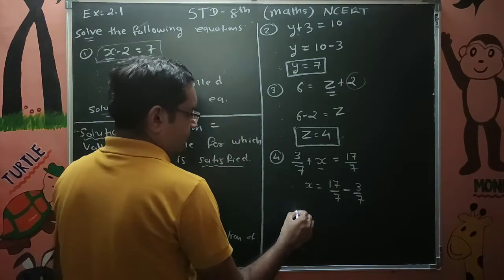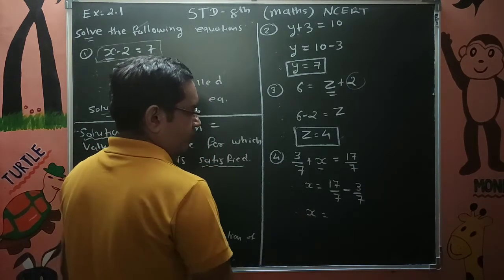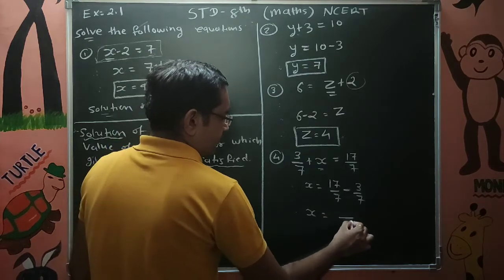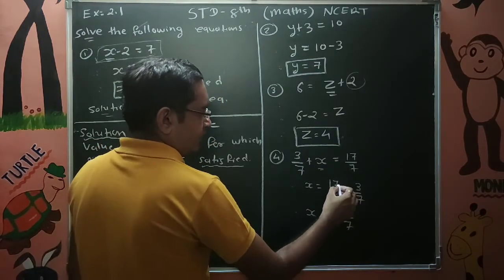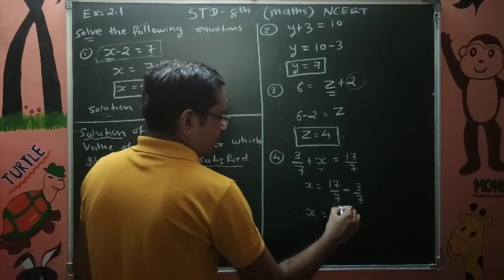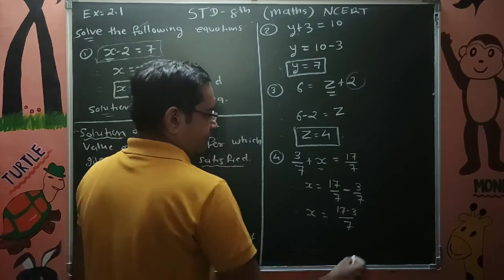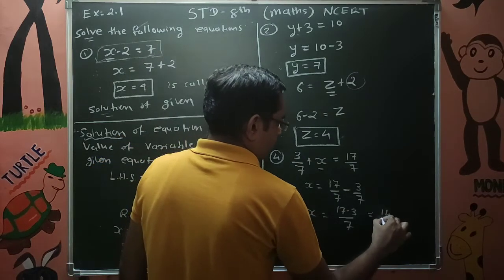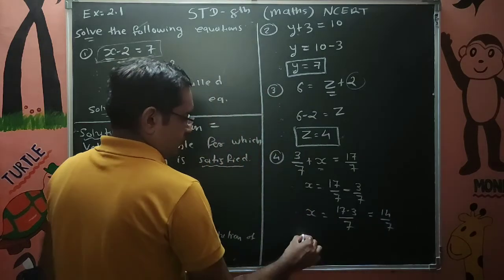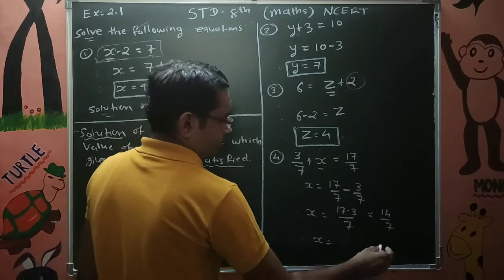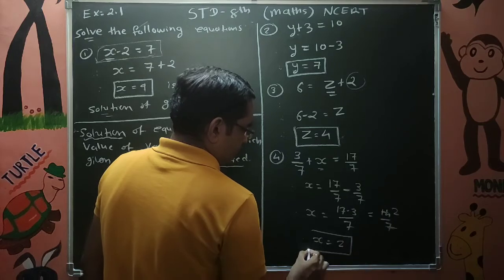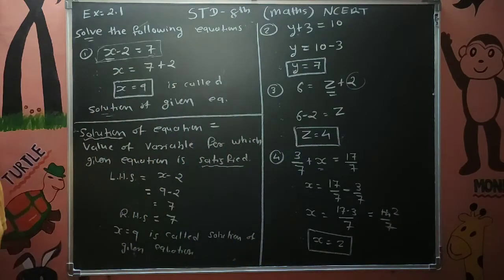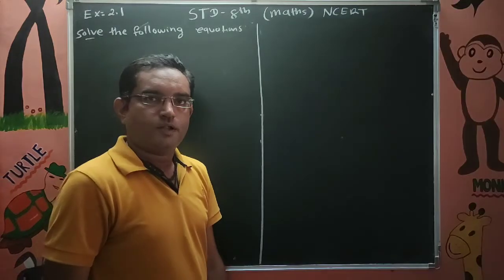Now simplify this one. Therefore x equal to, now here 7 is the LCM, so you have to take the difference of the numerators only, so it's 17 minus 3, which is equal to 14 by 7. Therefore x equal to, cancelling 7 in the 14, so x equal to 2 is the solution of the given equation. Now question number 5.